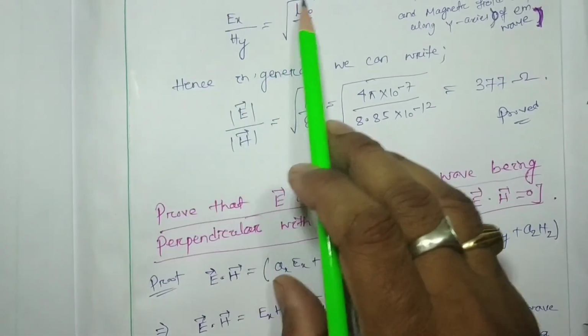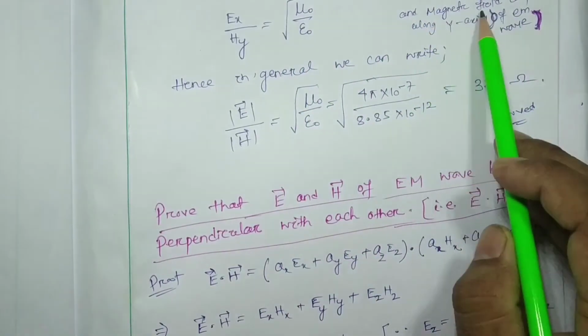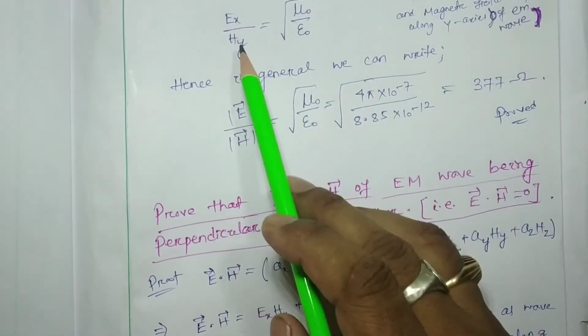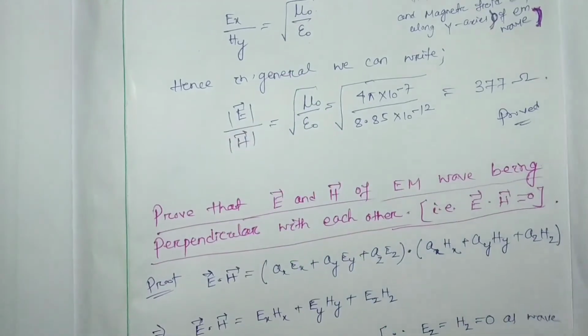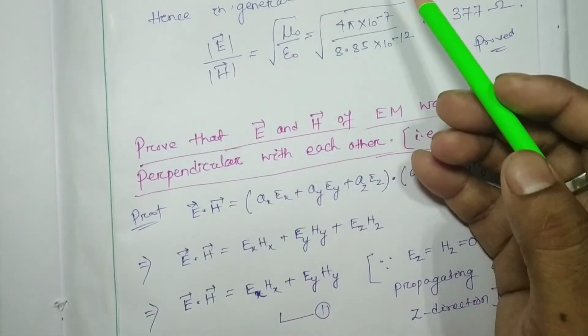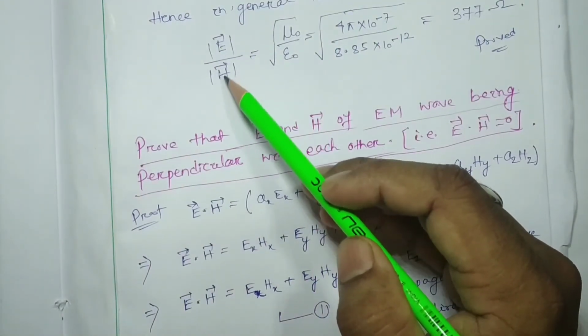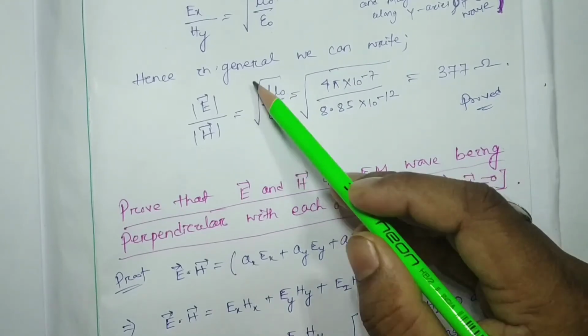So similarly we can find by considering the electric field component along the x-axis and the magnetic field component along the y-axis of the EM wave, that Ex by Hy equals the root of mu 0 by epsilon 0. So similarly, hence in general we can write the magnitude of the E vector by the magnitude of the H vector will be the root of mu 0 by epsilon 0.